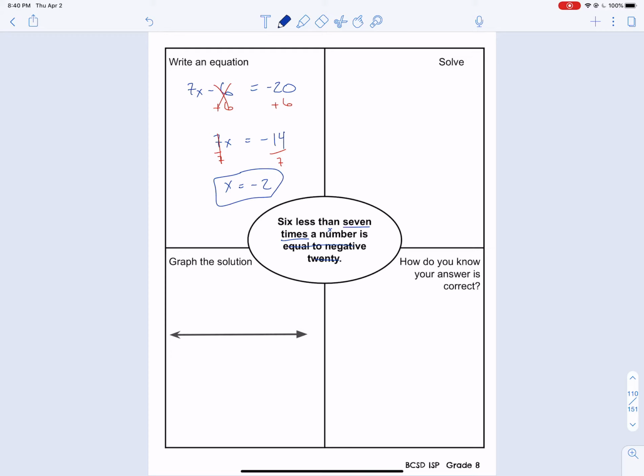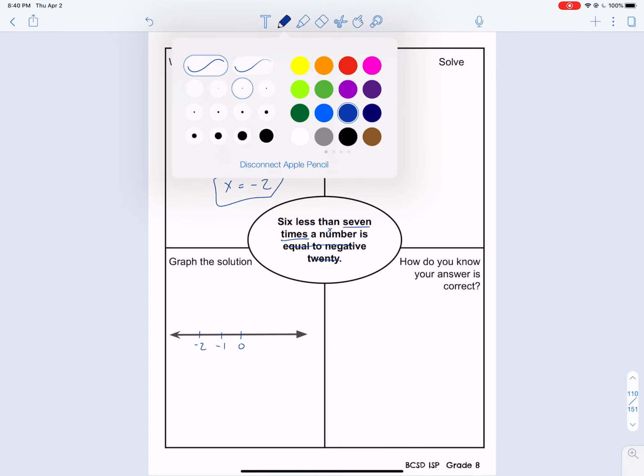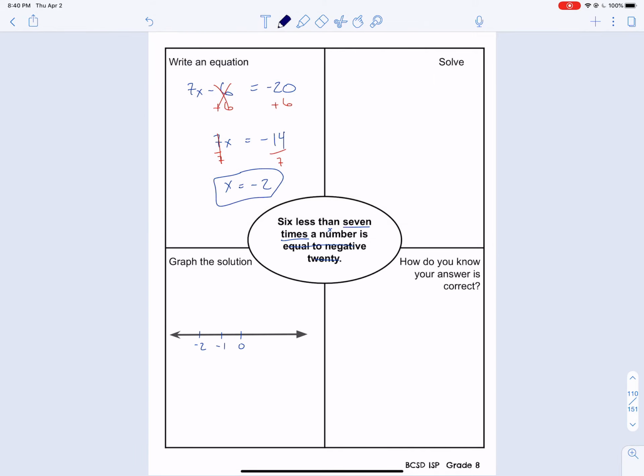Okay, and then graph the solution. They already give you a number line, so it's just a single value, x. So you can draw your number line however you want. Put a 0 in the middle, negative 1, negative 2, and then we're just going to put a point on negative 2 right there, and that's x. X equals negative 2.